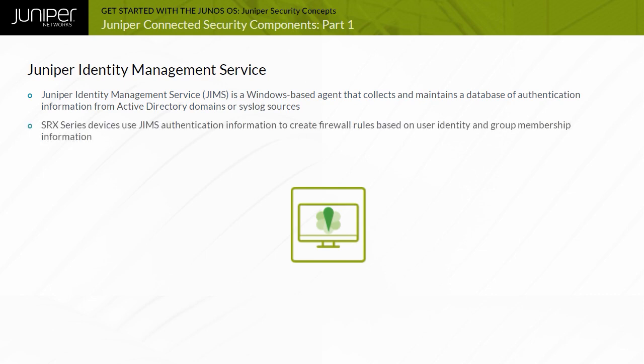SRX series service gateways can create, manage, and refine firewall rules that are based on user identity rather than IP address, query JIMS, obtain the proper user identity information, and then enforce the appropriate security policy decisions to permit or deny access to protected corporate resources and the Internet.